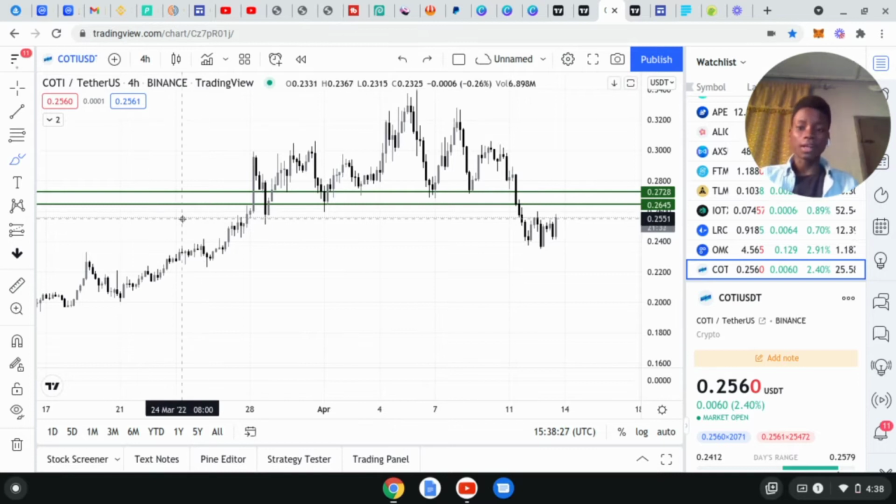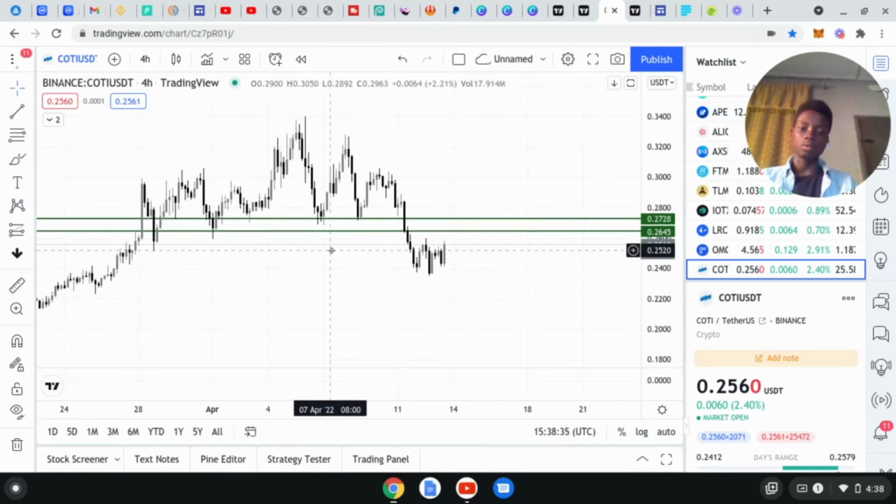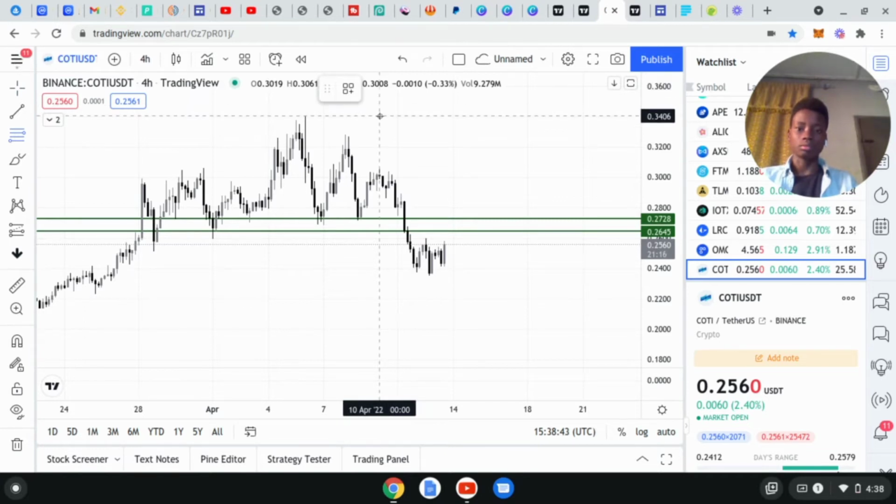Now to still validate this resistance, we can find other confluences. Right now I'm not okay with just saying, if price reaches the resistance zone, let me sell. No, we still need other confluences. Right now I want to use my Fibonacci tool to add confluence to this.